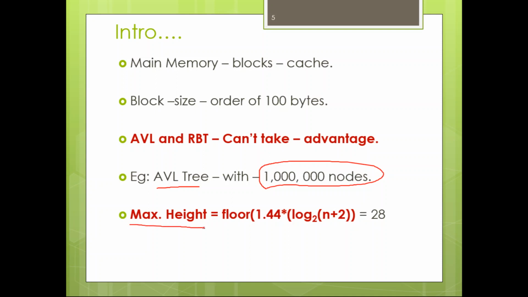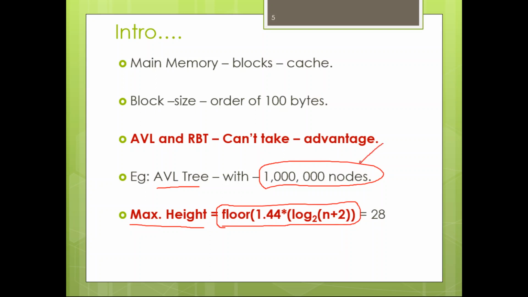So an AVL tree is a balanced binary search tree with this many nodes. What is the maximum height possible, but still it should be an AVL tree? It should still satisfy all the properties of an AVL tree. How to calculate that is given by this particular formula. You can remember this. You may get this type of question in the exam, and you should be able to answer.